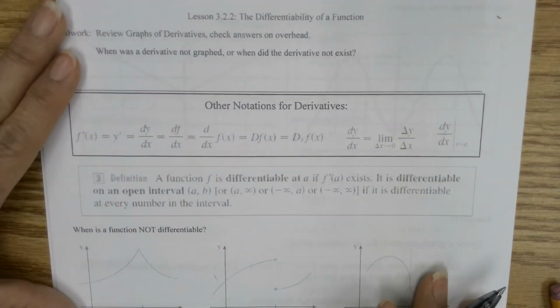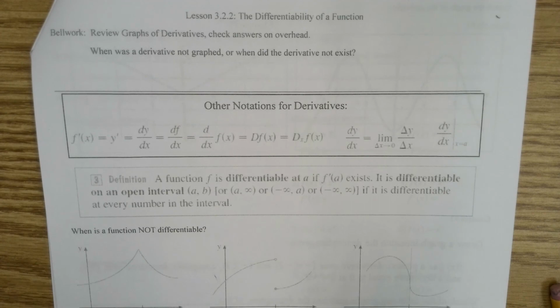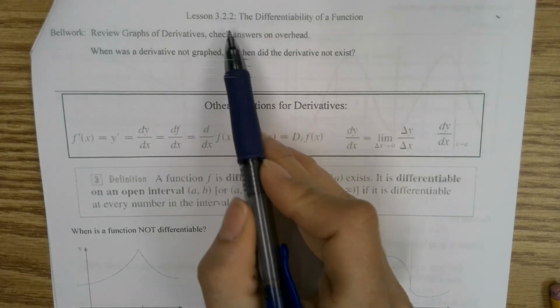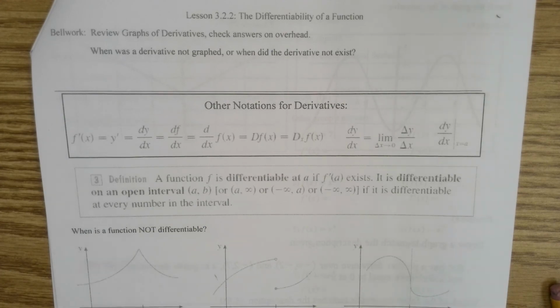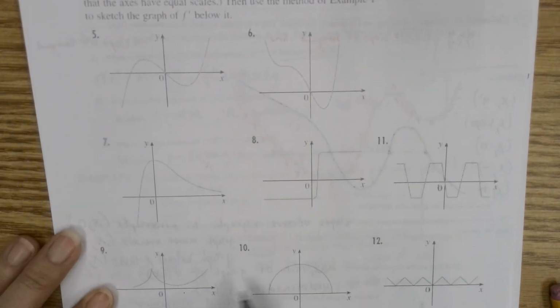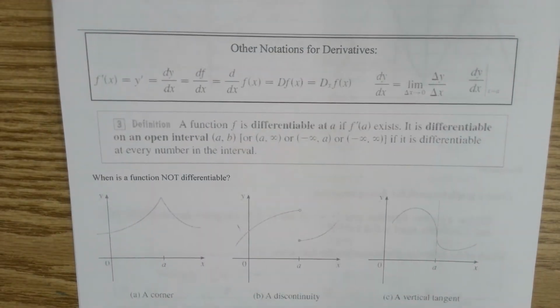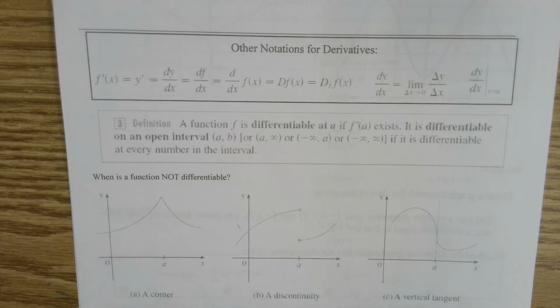Okay, so there's one last thing that we're going to look at in chapter 3.2, and it is the differentiability of a function. And this is really getting into one of the identifiers of these weird points that we might see on a graph. So what are you looking for on a graph that would tell you that a function is not differentiable?